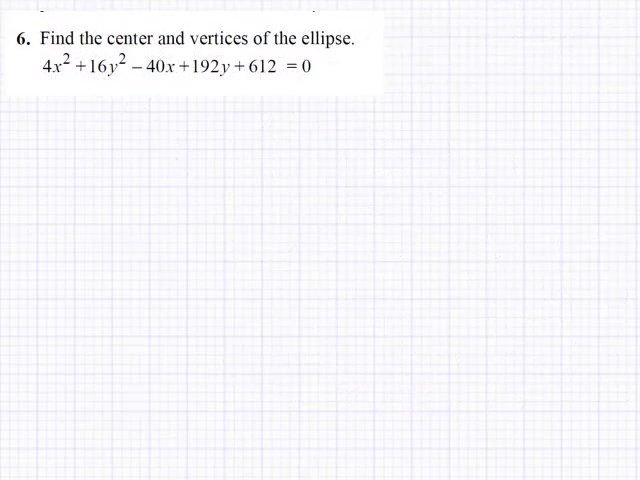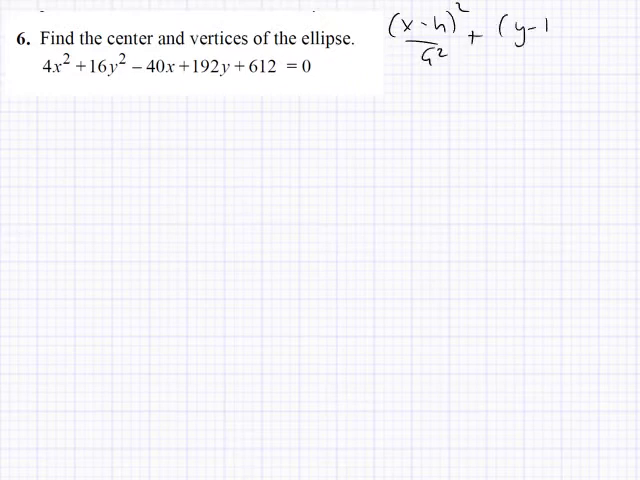We need the formula for an ellipse to do this problem, which would be (x minus h) squared over a squared plus (y minus k) squared over b squared equals 1. (h, k) being the center, and the a and b helping us to find the different points around the ellipse. Now in order to get there, we need to use completing the square.